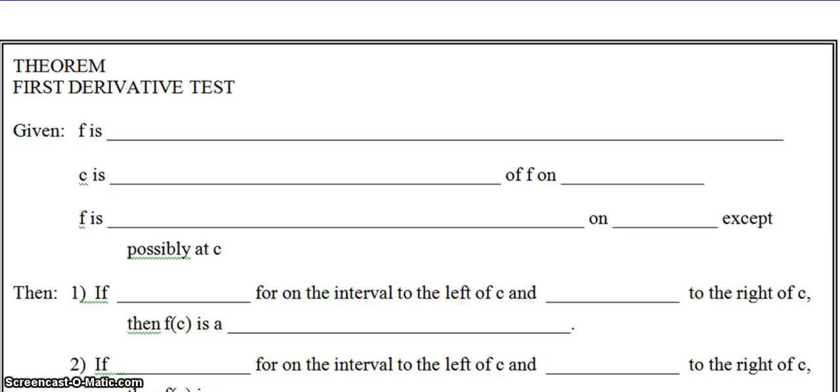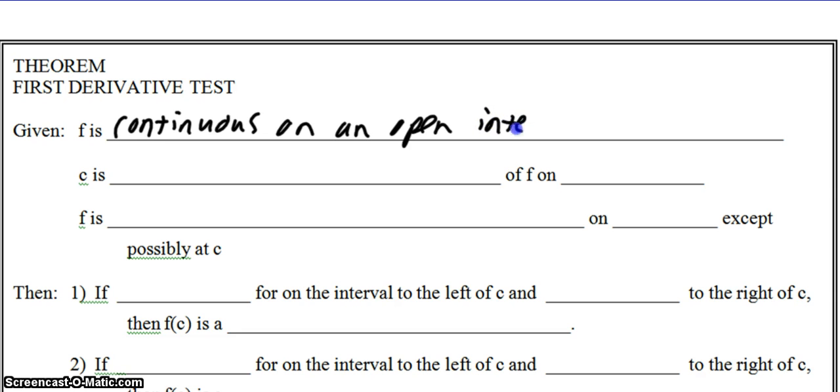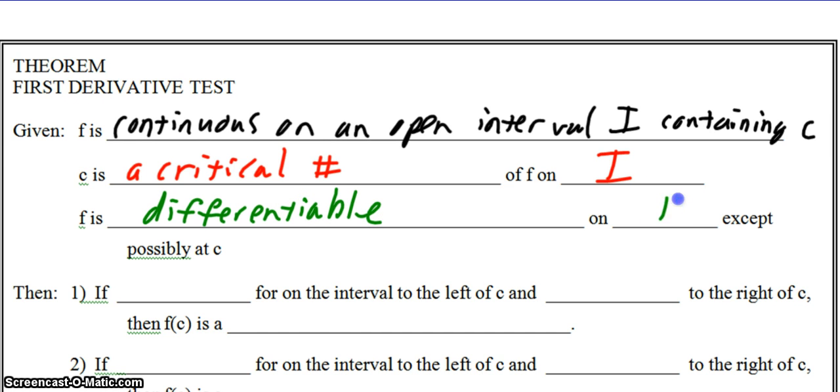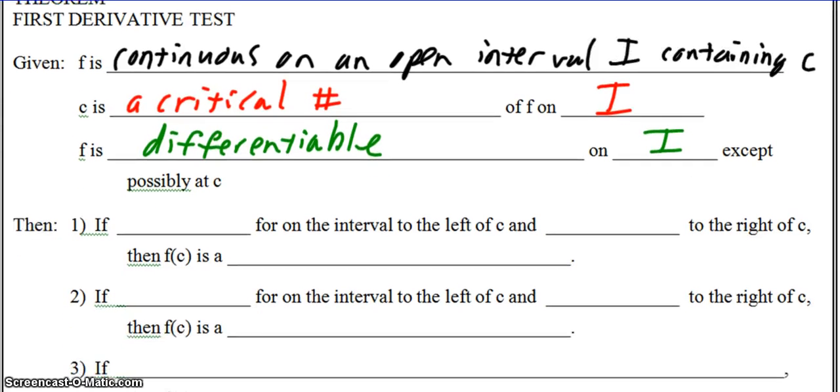So given f is continuous on an open interval I containing C, C is a critical number of f on I, so on this interval I. F is differentiable, so the derivative exists on I, except possibly at C. So it doesn't have to exist at C. That's okay. It could, but it doesn't have to.